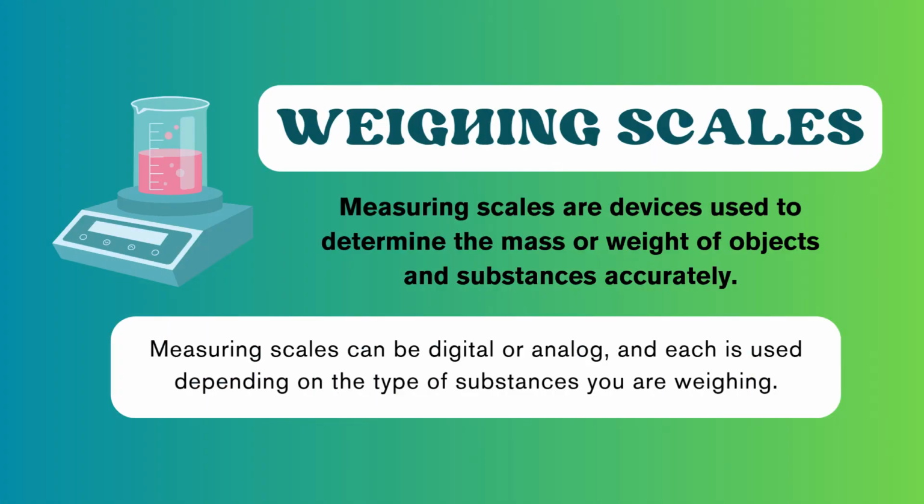Weighing scales are used to measure the mass of substances. They can be digital or analog, depending on the level of accuracy required. Accurate measurement is very important in scientific experiments.